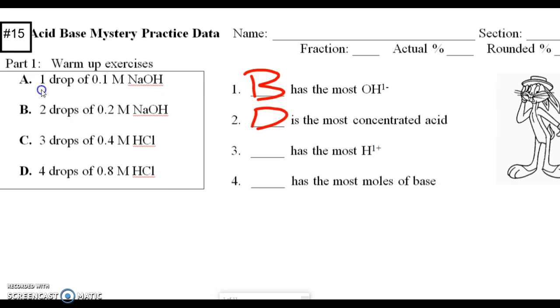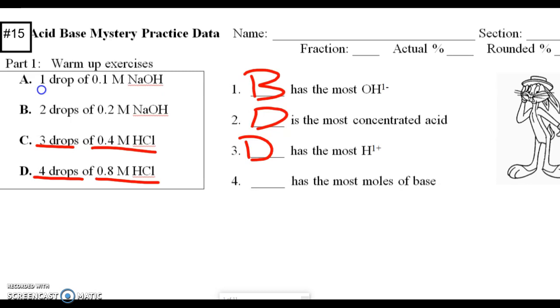For number three, blank has the most hydrogen ion. All right, so we have 3 drops of 0.4 molar. But here we have 4 drops of 0.8. So we have more drops of the more concentrated acid. So my answer would have to be D here. In a little bit, I'll show you how to do some math that'll back that up.